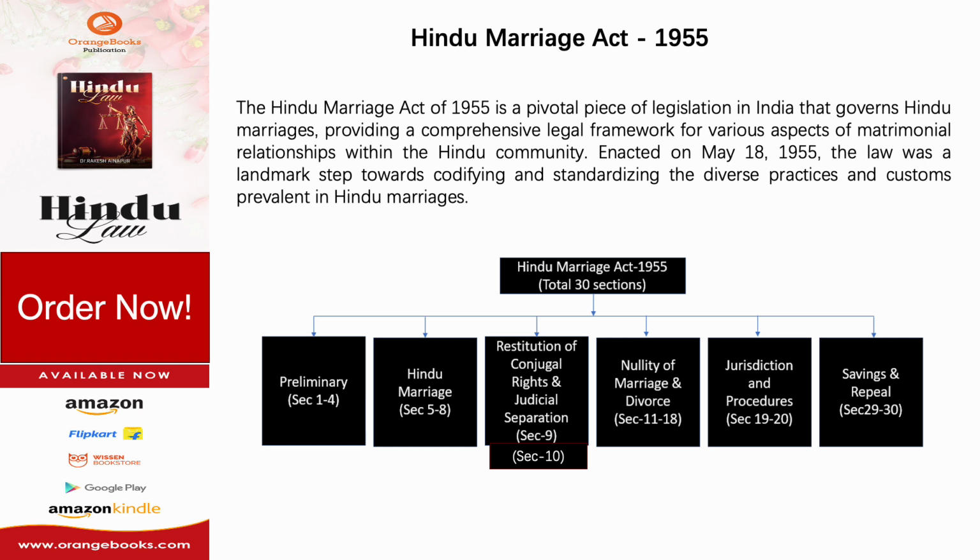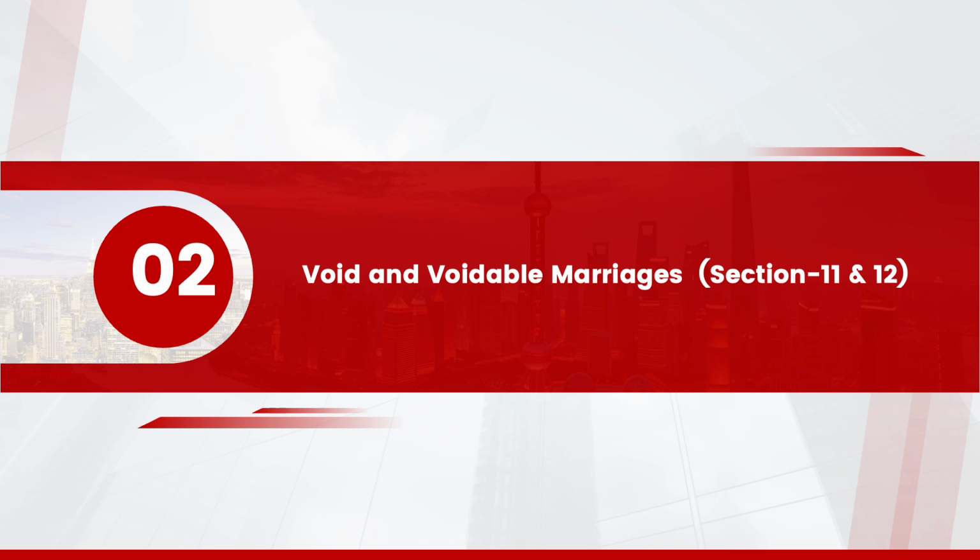So here is a brief overview of the Hindu Marriage Act, where the key sections are: Hindu marriages, validity of Hindu marriage, the valid conditions for Hindu marriages, and registration of Hindu marriages, which are dealt with in sections 5 to 8. In the last two videos, we covered restitution of conjugal rights and judicial separation. Now we are talking about sections 11 and 12, which deal with void and voidable marriages. The other topics, divorce, maintenance, alimony, etc., we will discuss in subsequent videos. So today's topic is void and voidable marriages, which are part of section 11 and section 12.